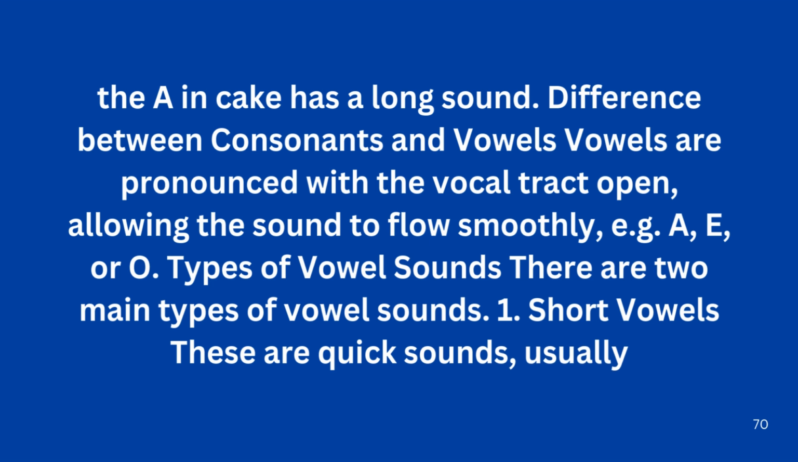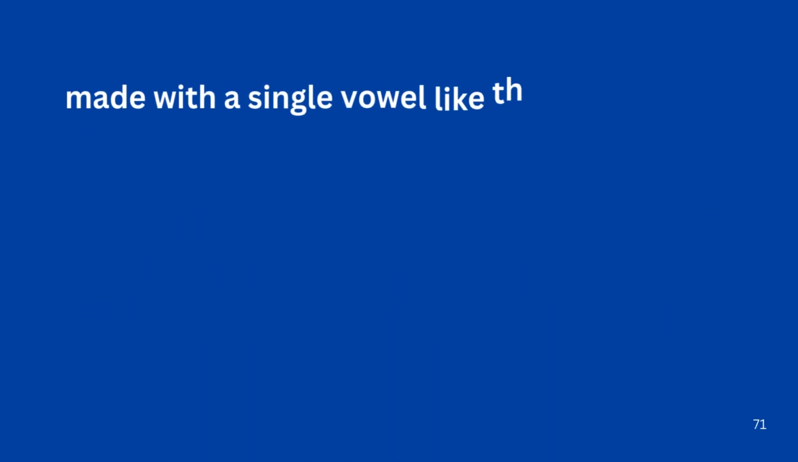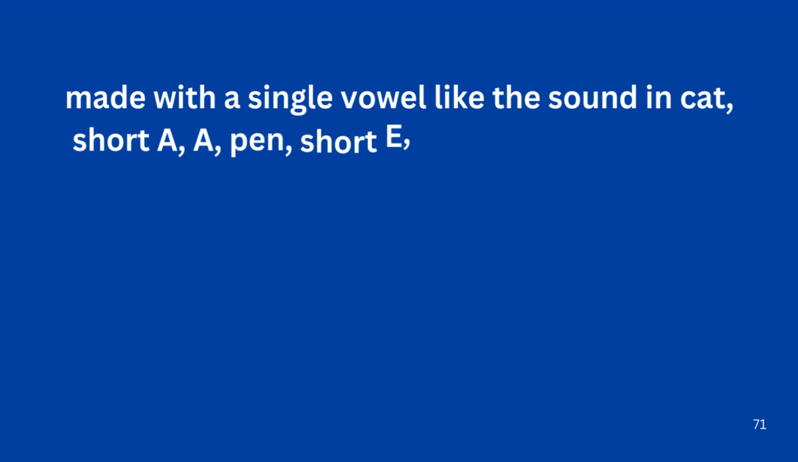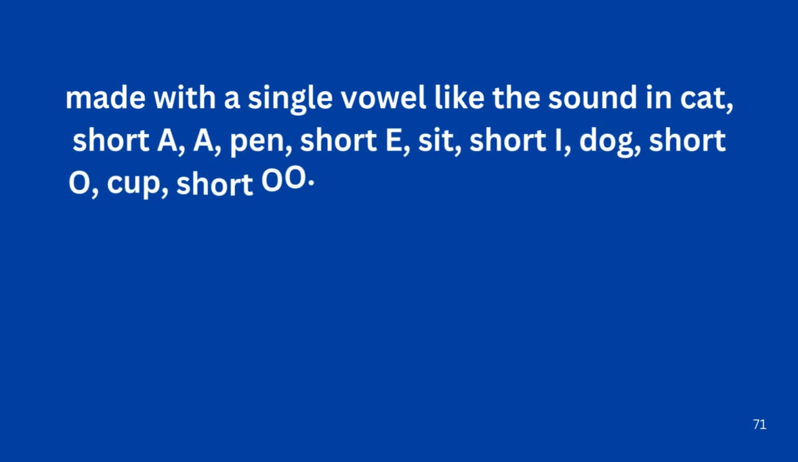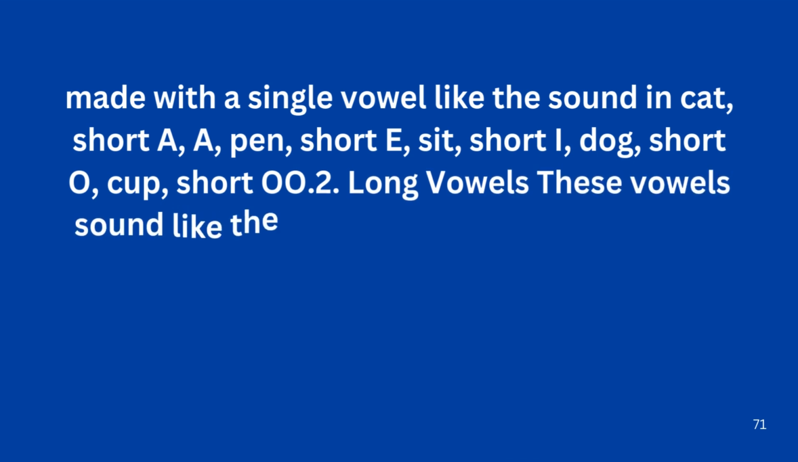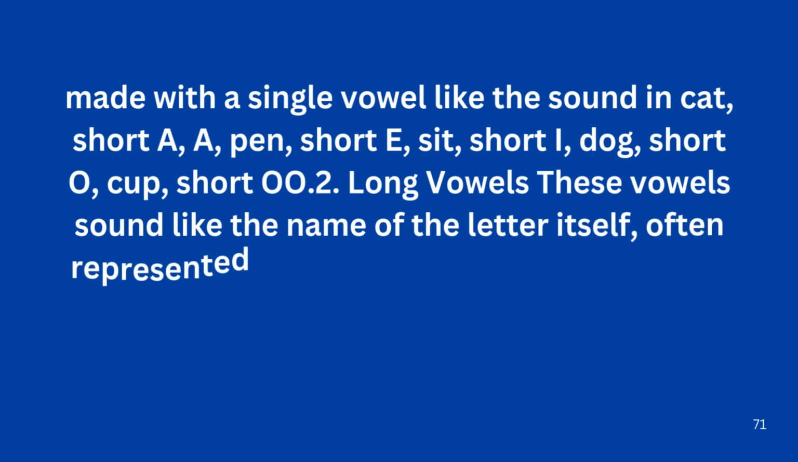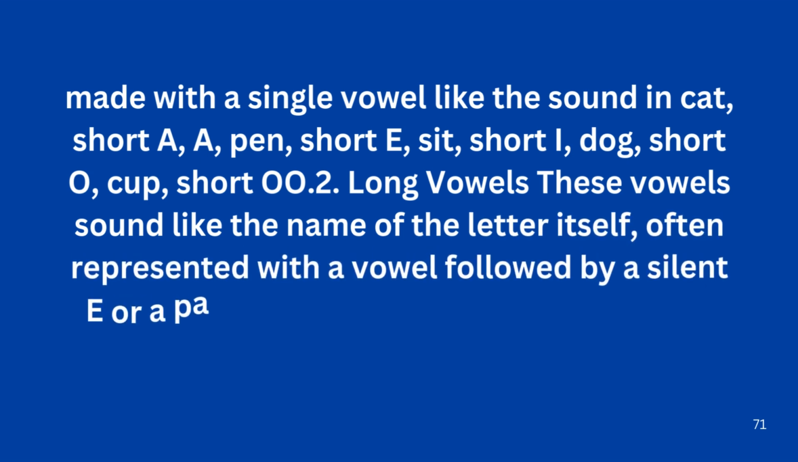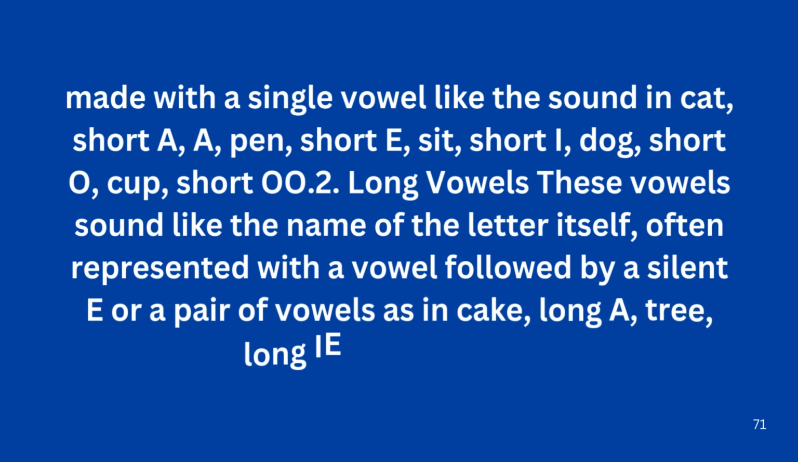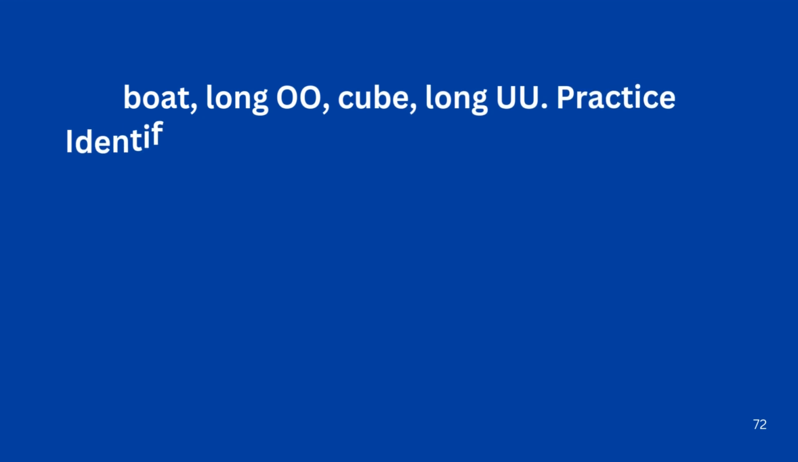Types of vowel sounds. There are 2 main types of vowel sounds. 1. Short vowels. These are quick sounds, usually made with a single vowel like the sound in cat. Short A, pen, short E, sit, short I, dog, short O, cup, short U. 2. Long vowels. These vowels sound like the name of the letter itself, often represented with a vowel followed by a silent E or a pair of vowels as in cake. Long A, tree, long I, bike, long O, boat, long U, cube.